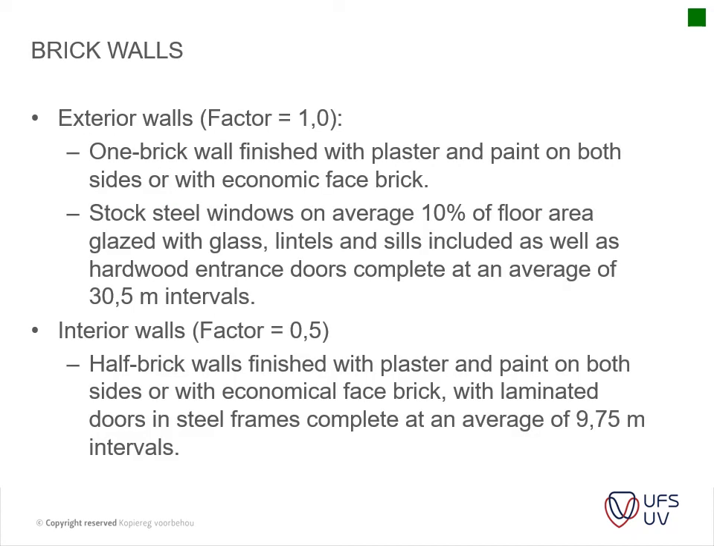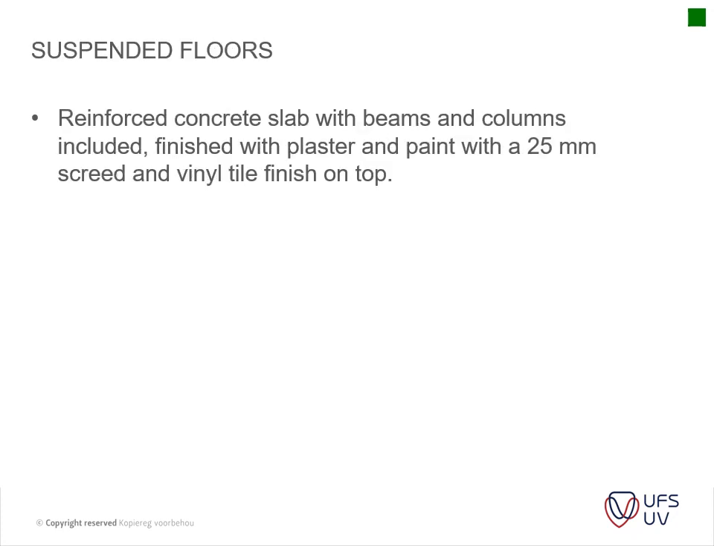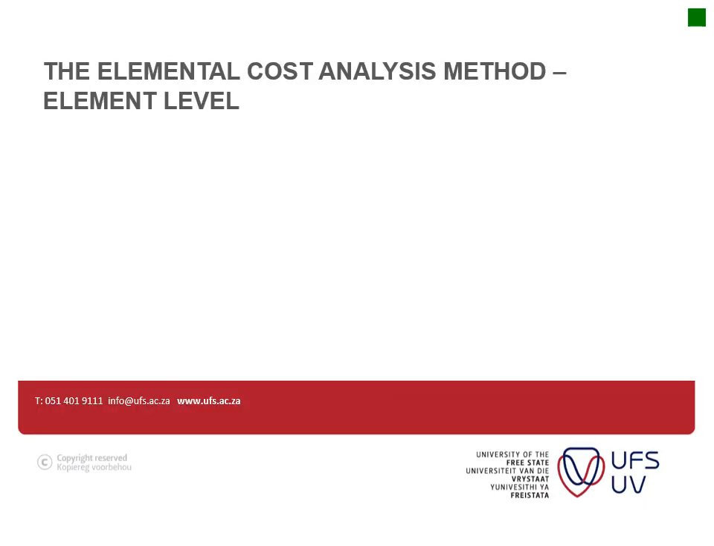Okay, so your brick walls usually have a factor of 1, your interior walls usually a factor of 0.5, and so forth. Okay, suspended floors, reinforced concrete slabs with beams and columns, included finishes with plaster and paint with a 25mm screed and vinyl tile finishes. So this is why your first floor factor is a little bit higher than your standard. Okay, good. And that concludes our first little section of this lecture.